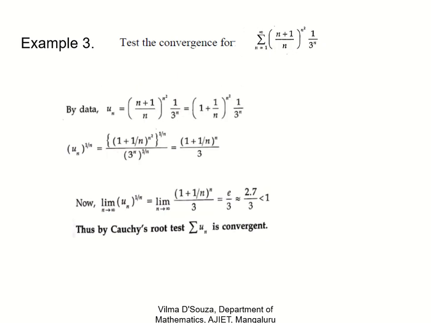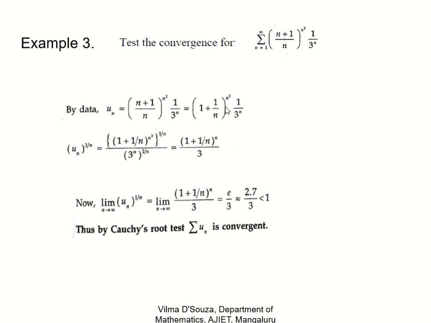One more example you have here. Summation n equal to 1 to infinity, n plus 1 by n whole to the power n square into 1 by 3. So un I have written here. You can further simplify n plus 1 by n. What is n plus 1 by n? n plus 1 by n can be written as 1 plus 1 by n. Right? I have rewritten it as n by n, that is 1 plus 1 by n. So 1 plus 1 by n to the power n square into 1 by 3 to the power n. So find un to the power 1 by n.